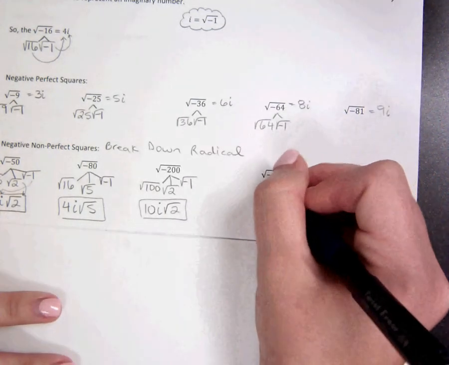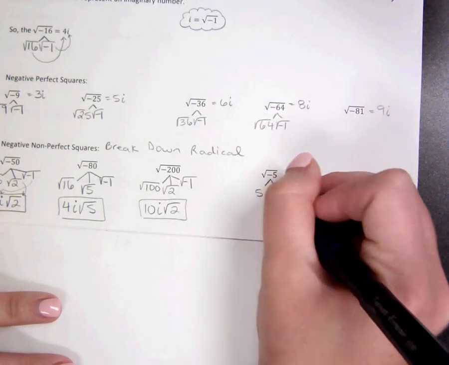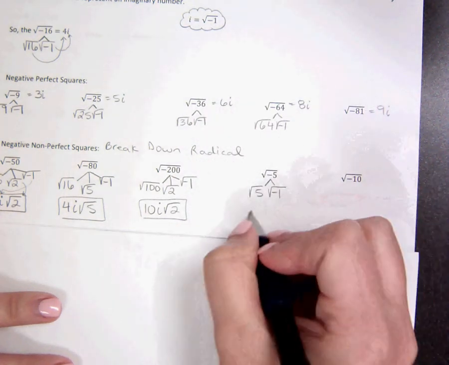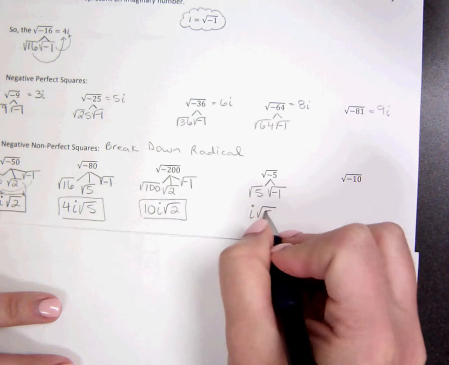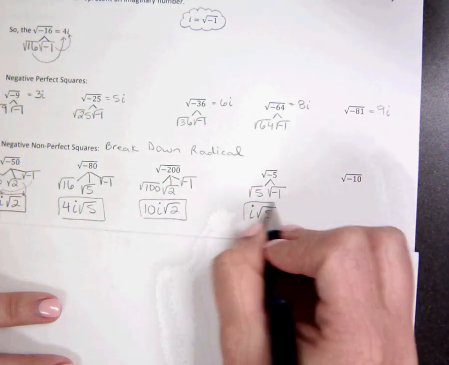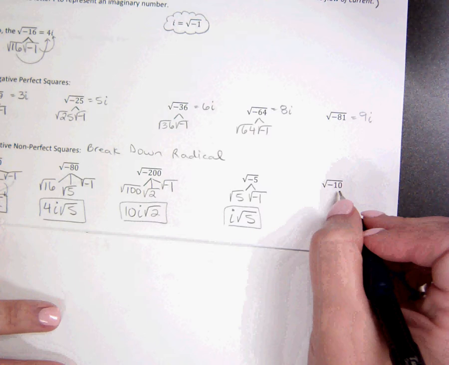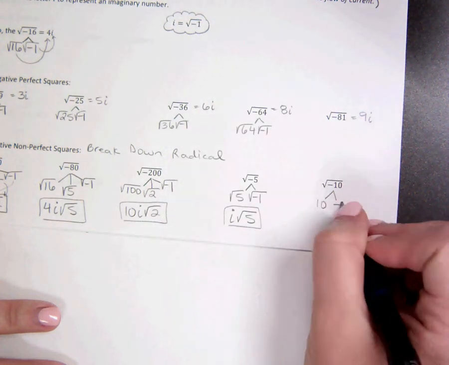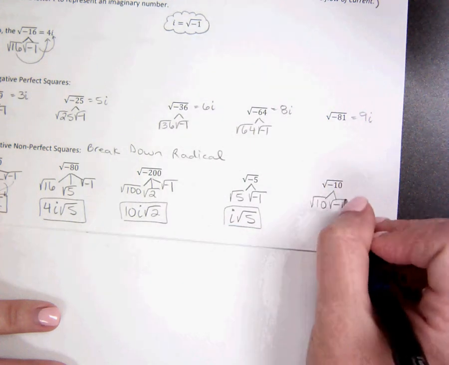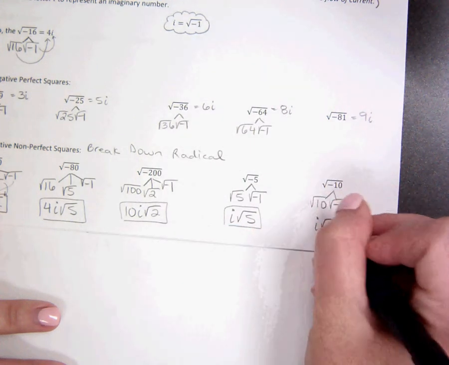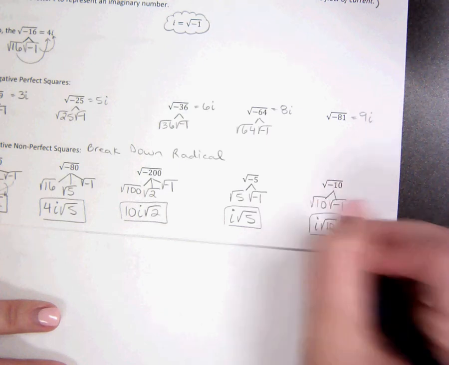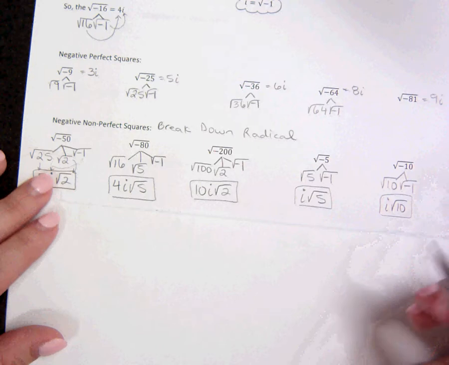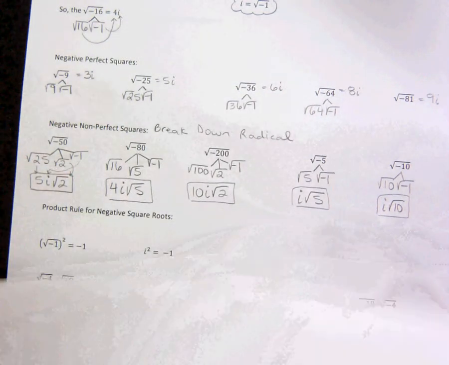If you get to a number that does not have a perfect square, you just separate out the value and the negative, square root of 5 and square root of negative 1, so that'll be i radical 5. Radicals always go last. Here's another one. It seems like it has a perfect square in it, but it doesn't, so just do 10 and negative 1, and that'll be i radical 10. So if it has a perfect square, take it out. If it doesn't, just take out the negative.